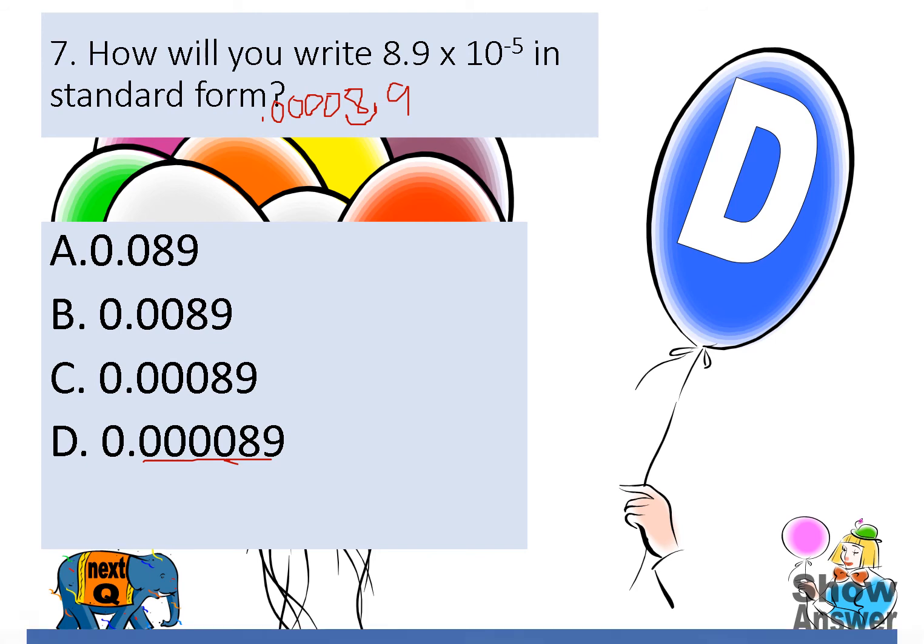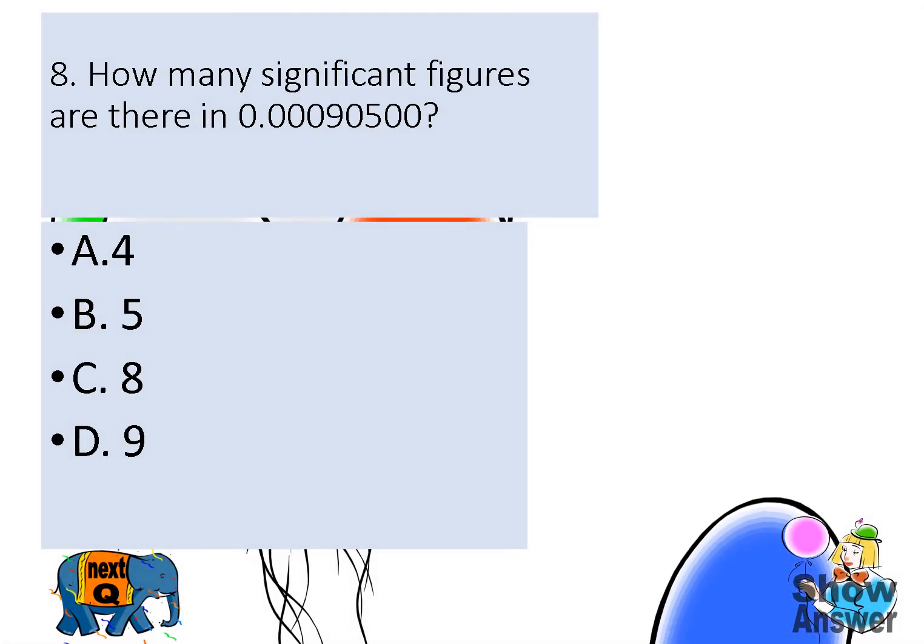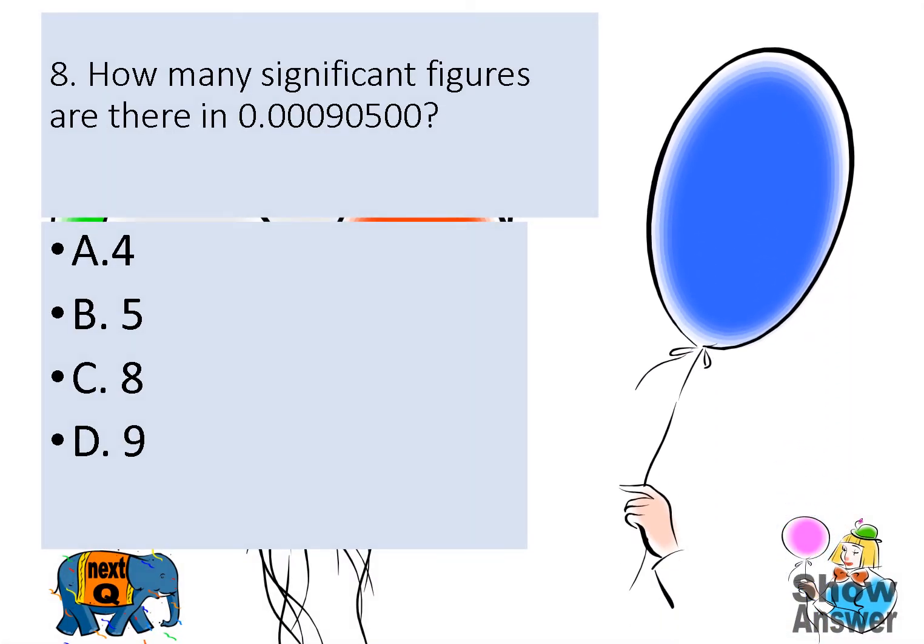Okay, let's now proceed to number 8. How many significant figures are there in 0.000905000? Is it A, 4, B, 5, C, 8, D, 9? What do you think is the answer? The answer is letter B. Why do you think the answer is letter B?